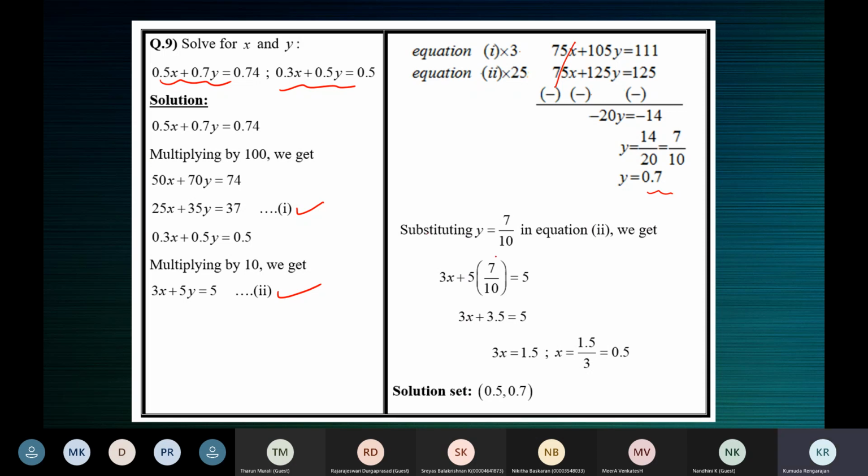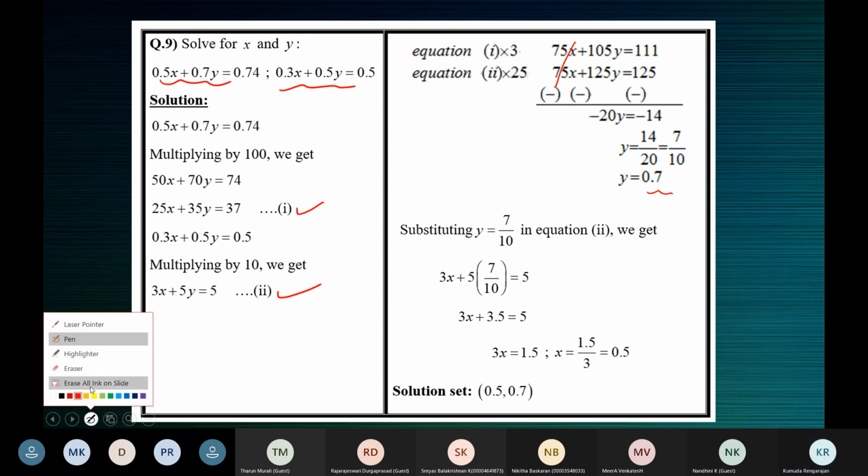And as you know, substitute this value in one other equation. Find the value of x, which is 0.5. Please work this, children.